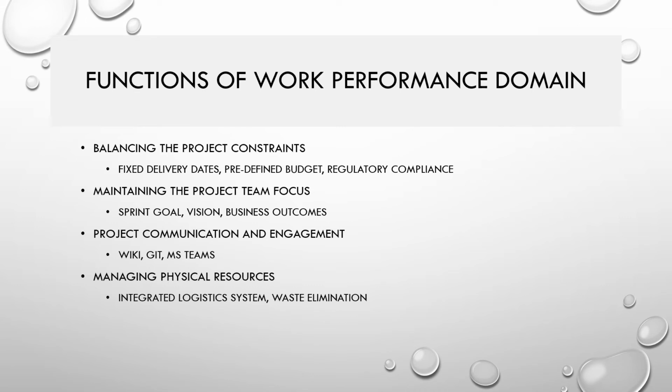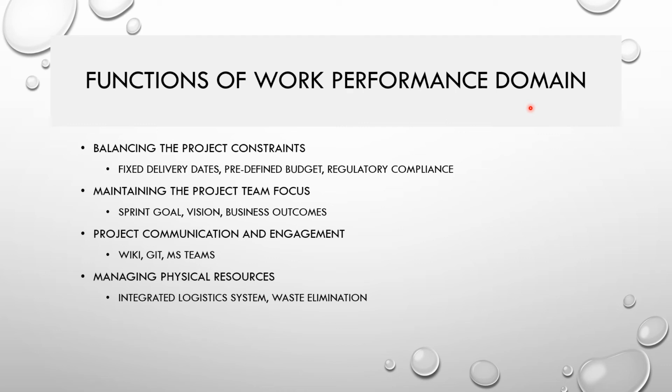The next one is the functions of the work performance domain. What are the different functions and activities there? The first is balancing the project constraints. As a project manager, you might know there are fixed delivery dates, so a schedule constraint. You have to complete the project within 3 months, 6 months. There might be a predefined budget, it can be $1 million or $2 million. There may be some regulatory compliance to be adopted for the particular industry. So you need to balance the project constraints accordingly.